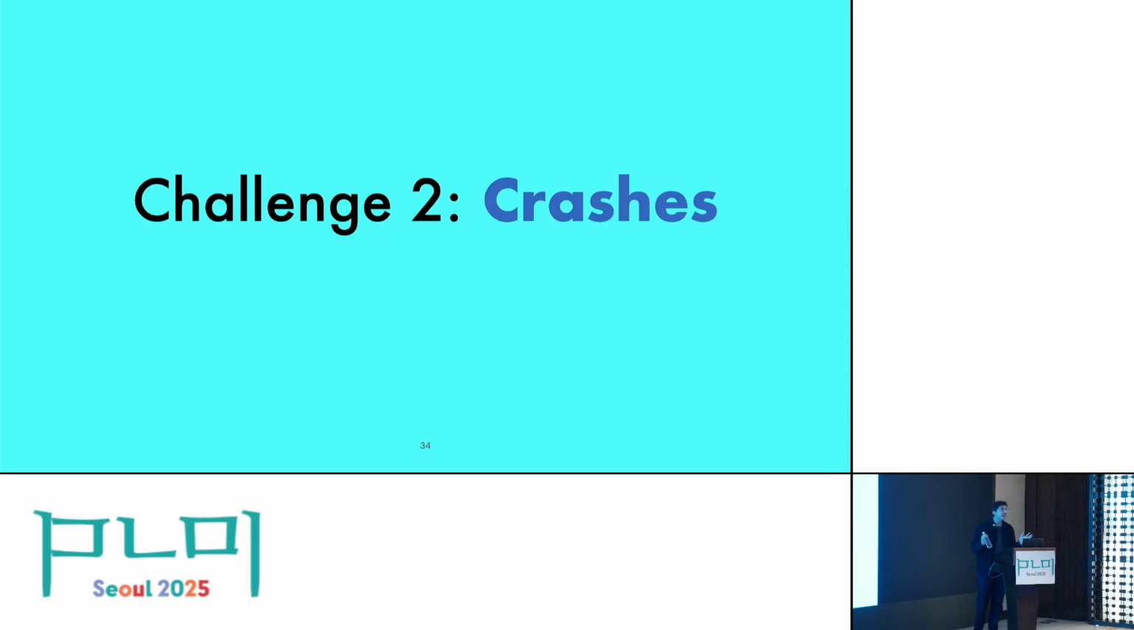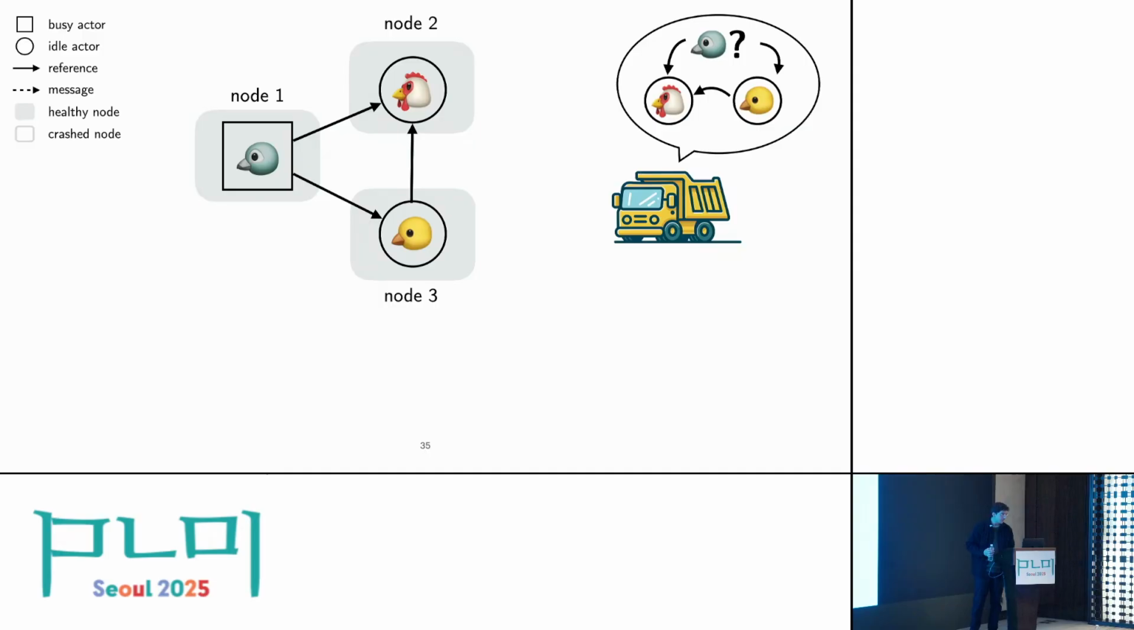Okay. The second, and there's only two challenges, don't worry, this is the second challenge. It's what do we do when nodes crash? So imagine now that our friends are all on different nodes, and we have this situation where the garbage collector knows information from the chicken and the chick, but it's waiting for information from the gray bird. But then, oh no, node 1 crashes, or it gets kicked out of the cluster for some reason. And now the garbage collector is stuck.